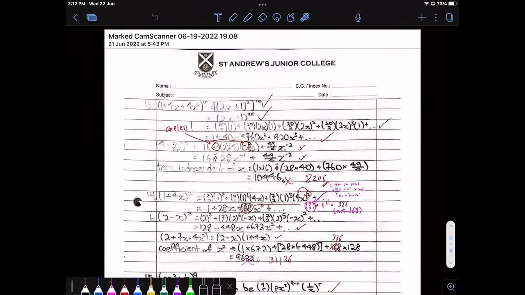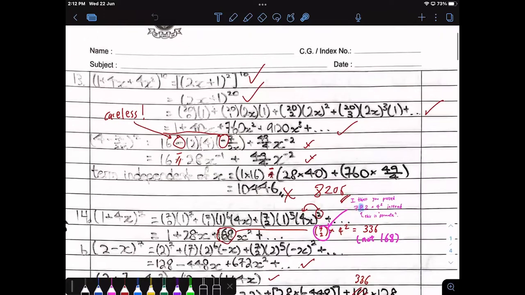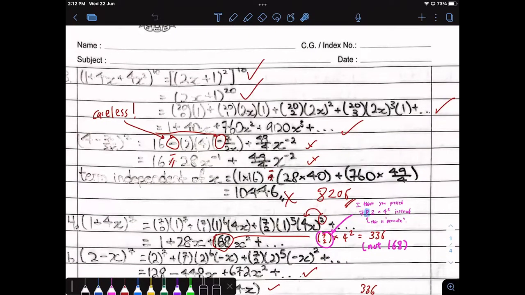What happened here? Careless. What was it? I forgot. Here it should be a plus. Yes. It should still be a plus. I can't see. What does it say? 4 minus 7 over 2x, power 2. It should still be a plus.